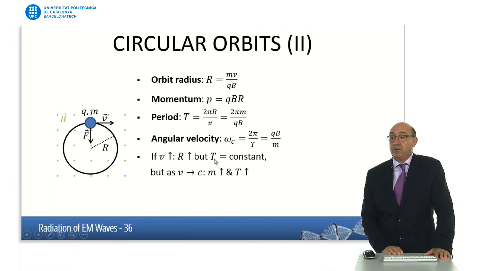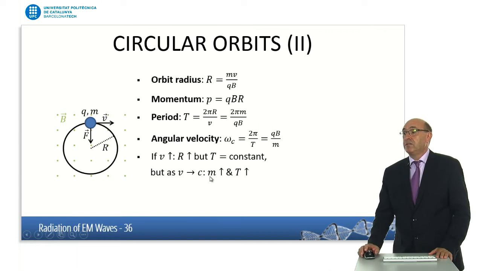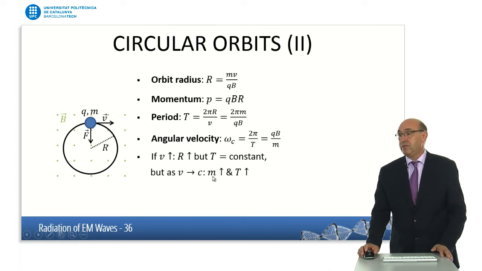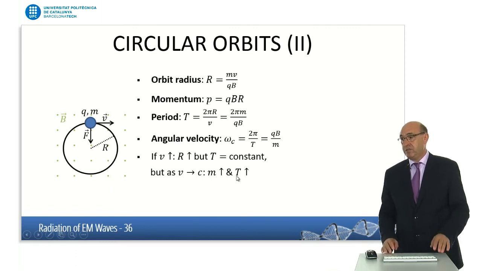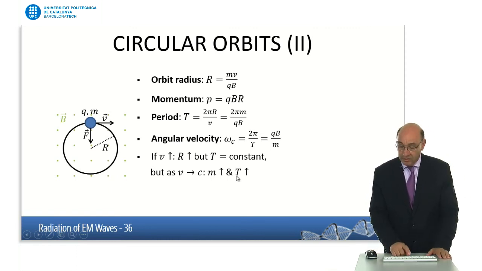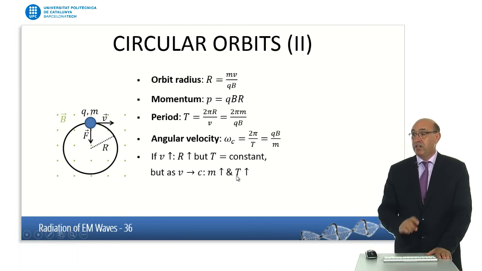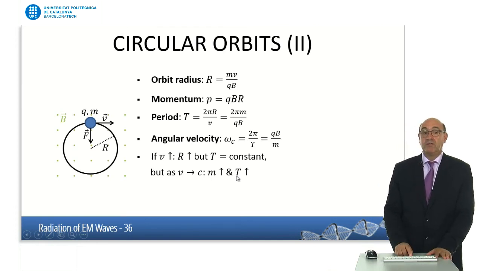But there's a problem. If we increase the velocity a lot and we approach the velocity of light, the problem here is that the mass will not be constant. The mass will be increasing as the velocity approaches the velocity of light. And in this case, if the mass increases, then the period also changes. So this is an important parameter to consider, how the velocity of the charge may be approaching the velocity of light.